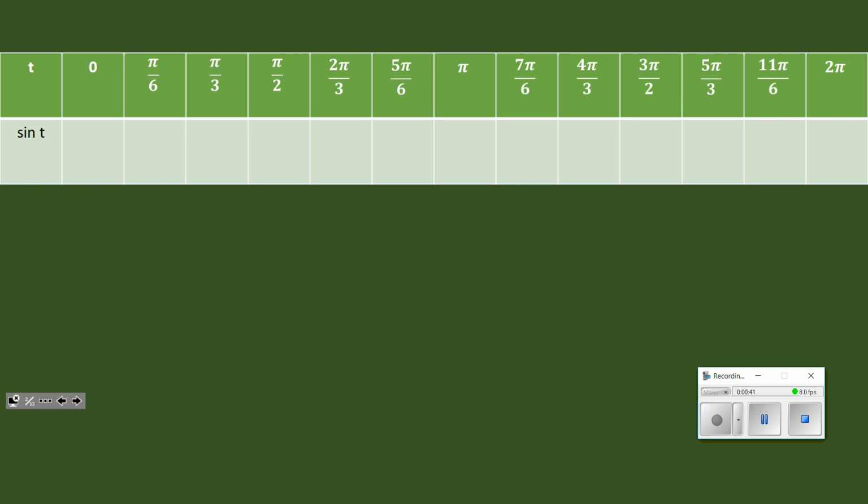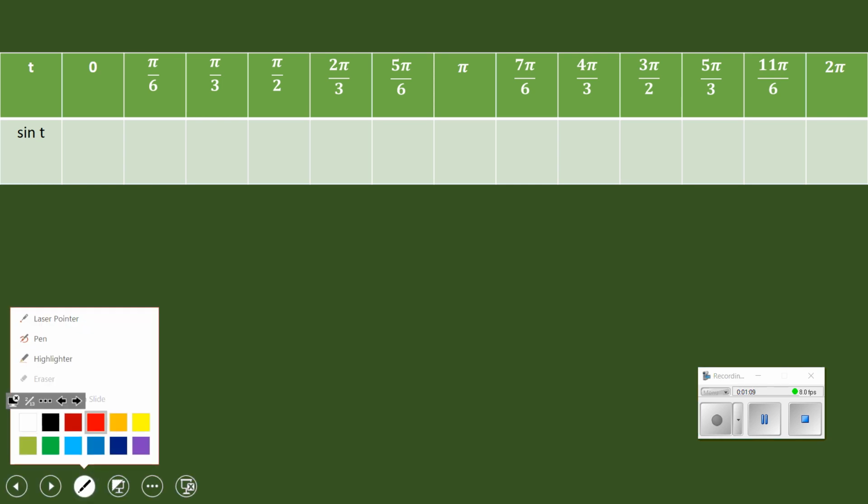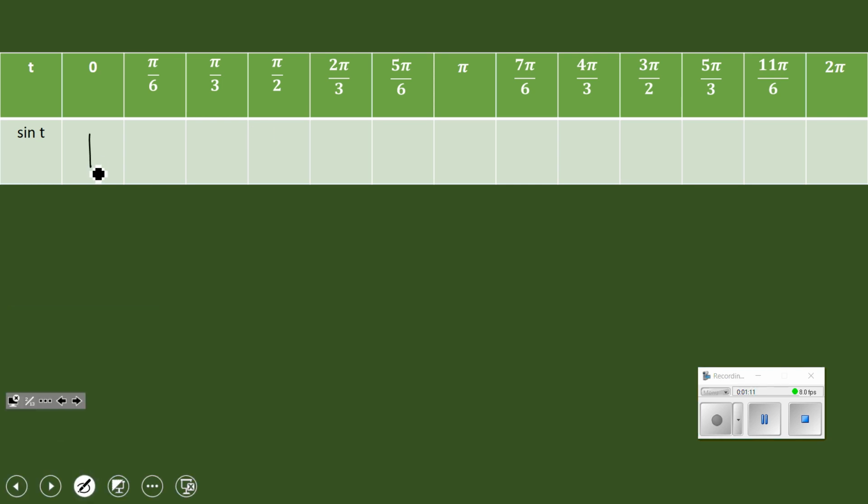Okay, so if we look at our unit circle, first of all, what do we know about the sine? Where would the sine be located on our unit circle? It's the y coordinate. What's the cosine? The x coordinate. Everybody understand that? So if I look at 0, I'm at 0, which is over here. What is the sine at 0? The sine is 1. Okay, so in my chart, I'm going to put in a 1.